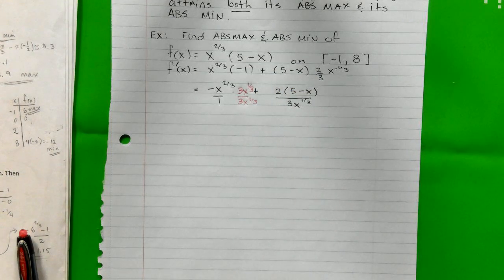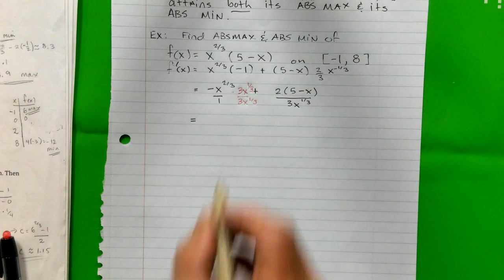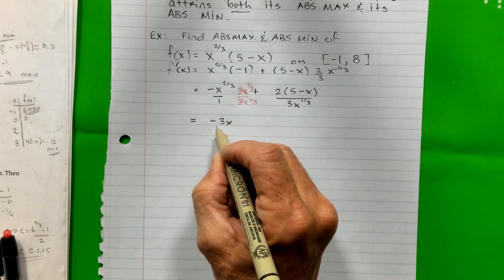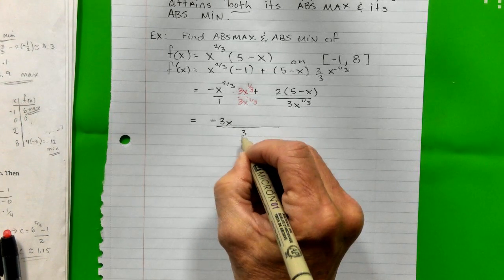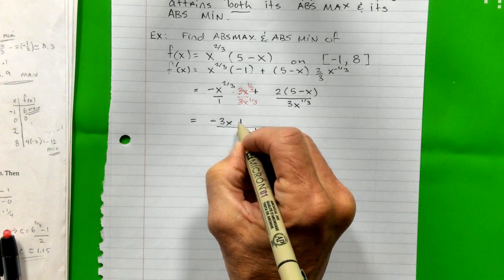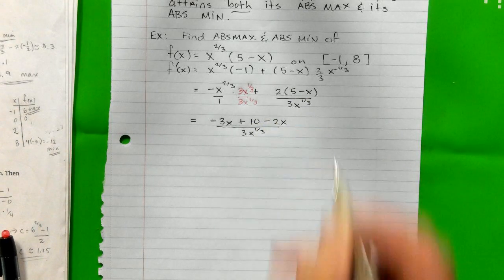What do you get when you multiply x to the 2/3 with x to the 1/3? Plain old x. So I got negative 3x here. They're all going to have the same denominator, so I'm going to go ahead and share it. Now I'm going to distribute the 2 here, and I get plus 10 minus 2x.